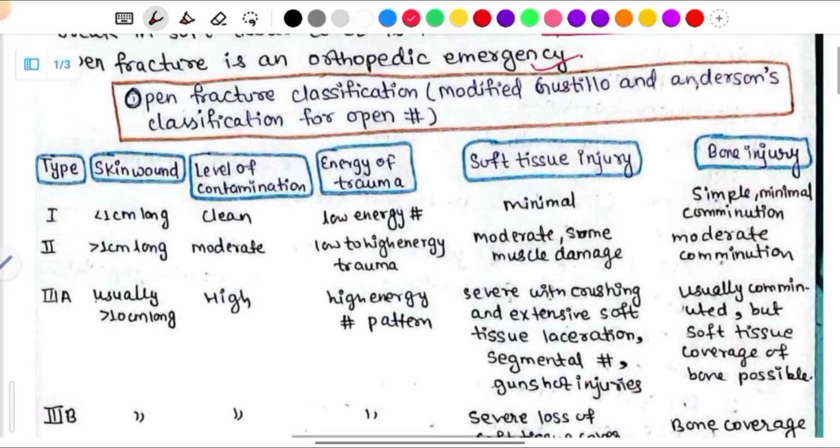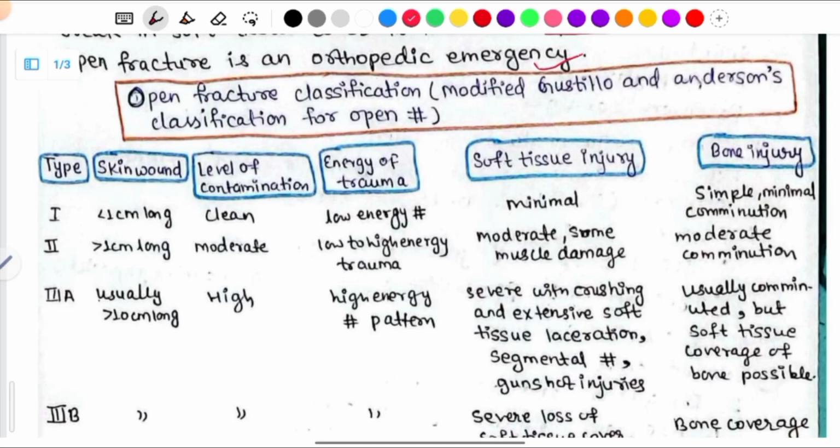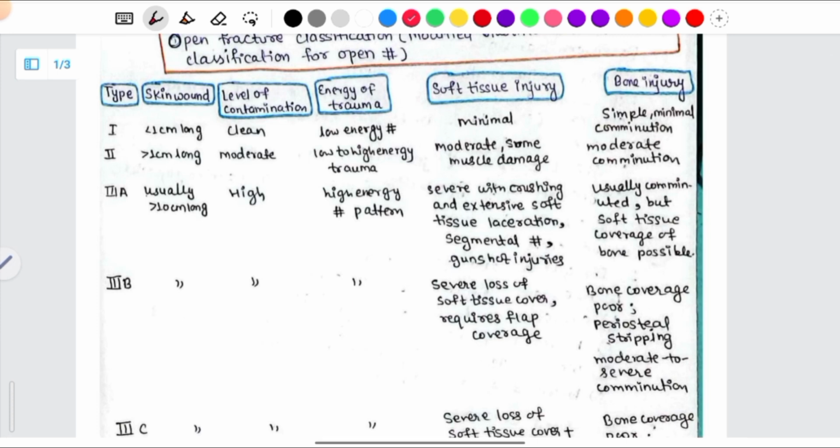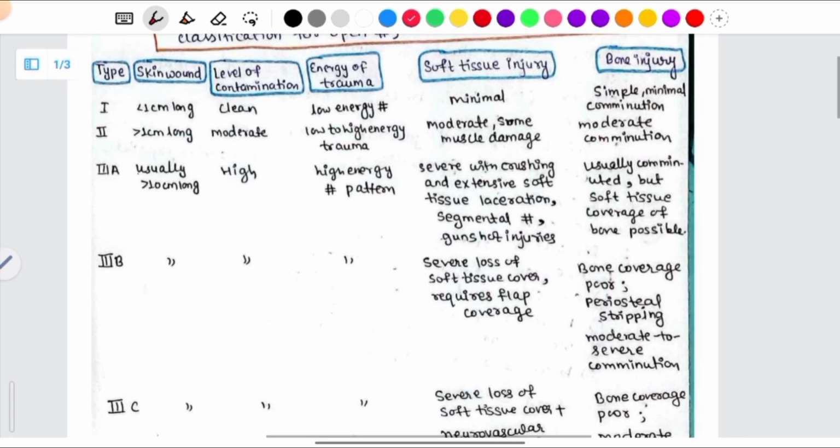Open fracture classification is given by Gustilo and Anderson. It is of three types: type 1, type 2 and type 3. In type 3 it has type 3A, 3B and 3C. Type 1 is a skin wound of less than 1 centimeter, and type 2 is more than 1 centimeter. Type 3A, 3B and 3C are usually more than 10 centimeter long.